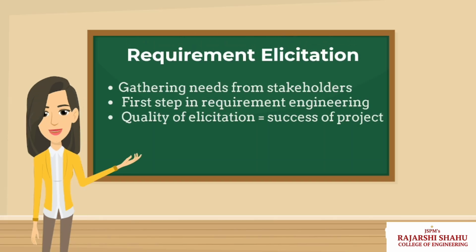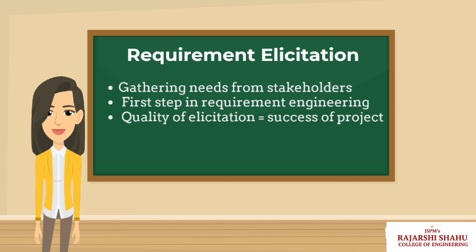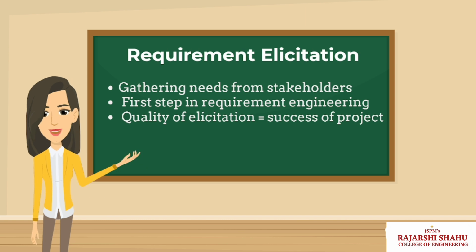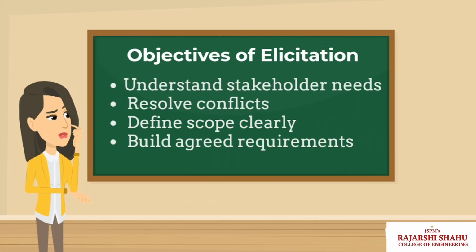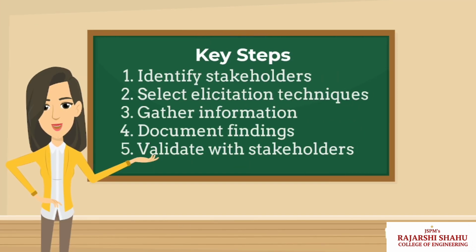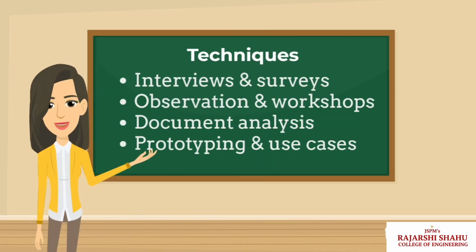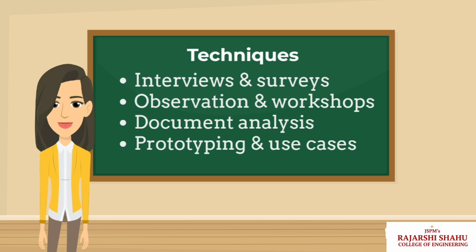Requirement elicitation is the process of gathering and understanding stakeholder needs. As the first step in requirement engineering, its quality directly impacts the success of the project. The objectives are to understand what stakeholders really need, resolve conflicting demands, define the project scope, and capture clear agreed-upon requirements. Elicitation follows key steps: identify stakeholders, choose the right techniques, gather information, document it systematically, and validate with stakeholders for accuracy. Common techniques include interviews, surveys, observation, and workshops.